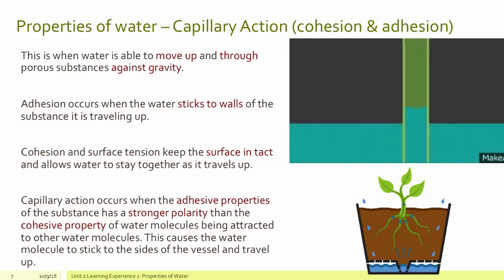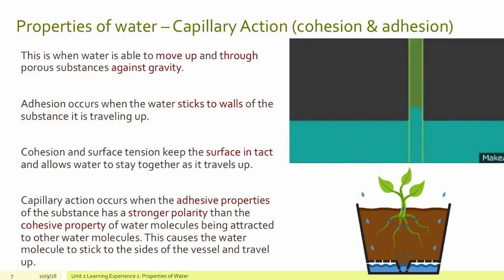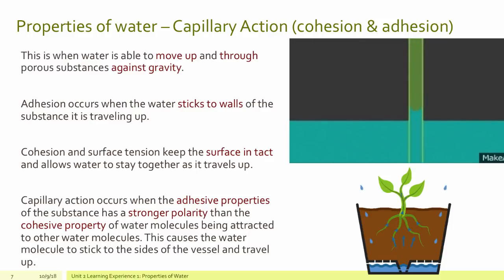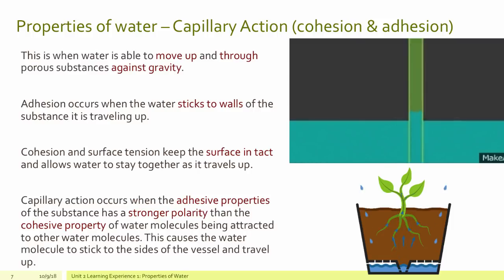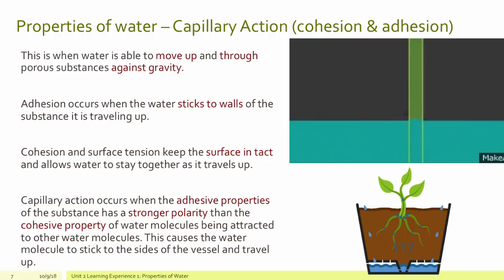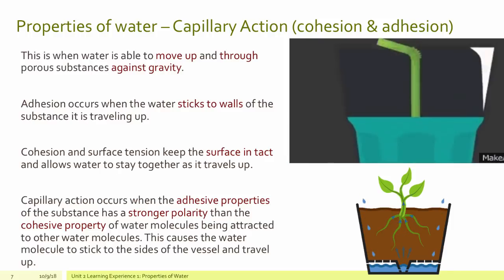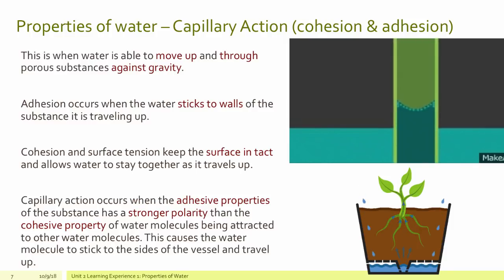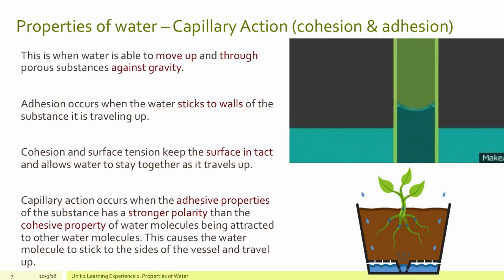Capillary action is where we take cohesion and adhesion and they work together. This is where water is able to move up and through porous substances and move against gravity. Porous means like empty spaces. Because there are these empty spaces, water will start to fill up those empty spaces and move up against gravity. Adhesion is happening when the water sticks to the sides of the surface of the substance and then starts to travel up. Cohesion and surface tension is happening because it helps keep the substance intact.